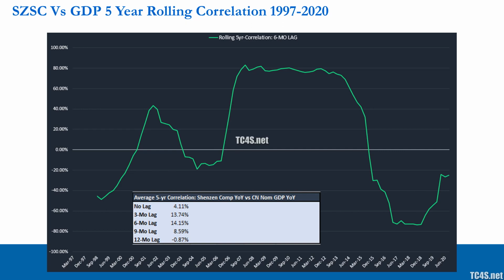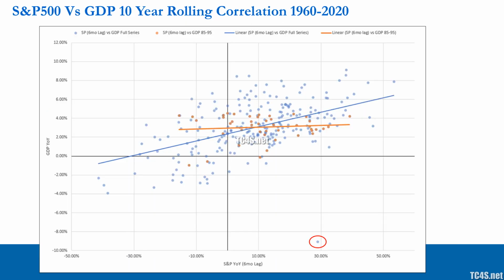Now, if we're going to understand S&P 500 and US GDP in a bit more detail, if you go to the downloads area, you will see a spreadsheet download there where we actually have performed the statistical correlation of the S&P 500 versus GDP. And we've calculated the 10-year rolling correlation, 1960 to 2020.